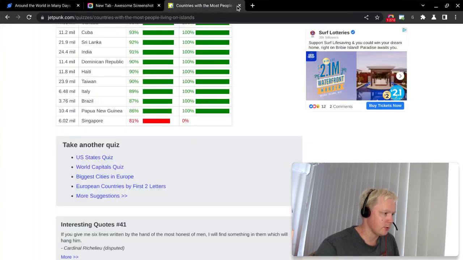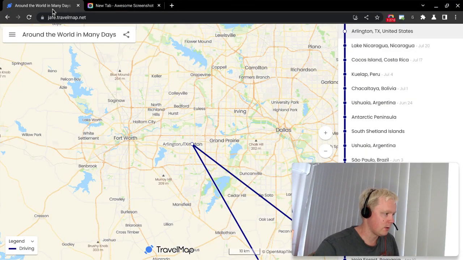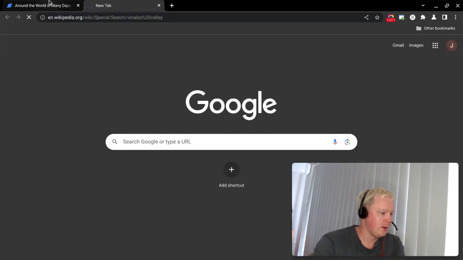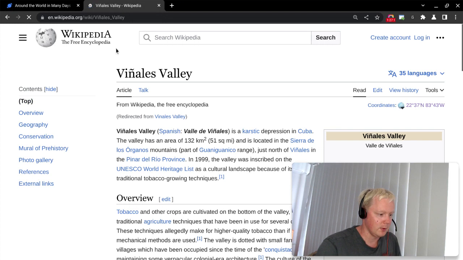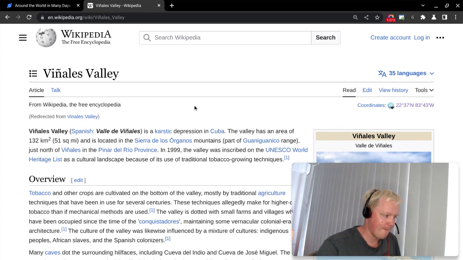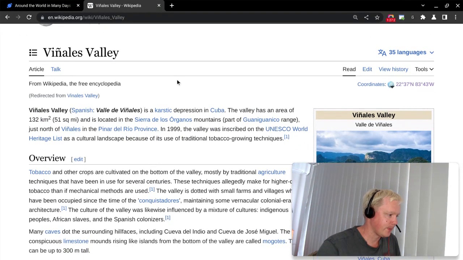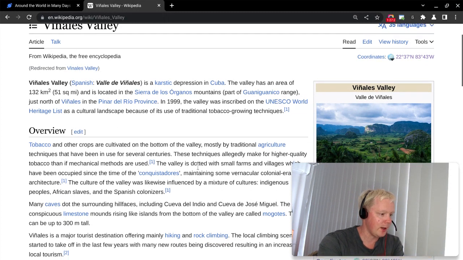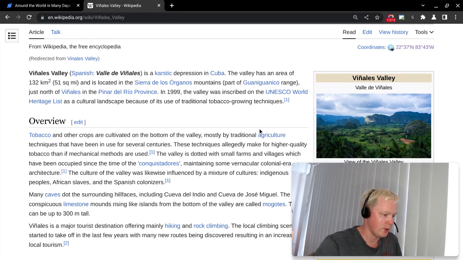Wow, almost lost it because, oh, I don't have it open. Let's see. I usually have these open in advance, but somehow didn't this time. Vinales Valley is here. So that is a valley in Cuba and sort of agricultural area. And there's a picture of that. So Gladys is in Cuba this time around.